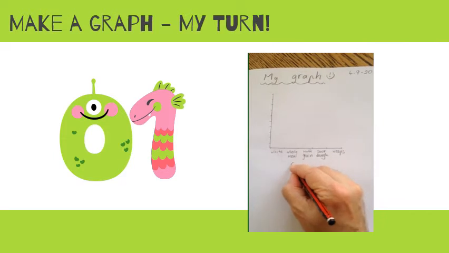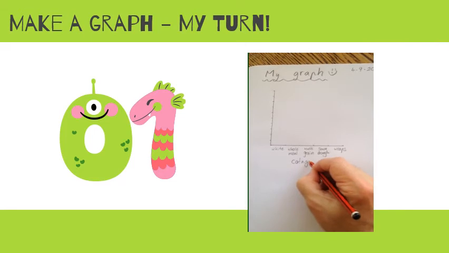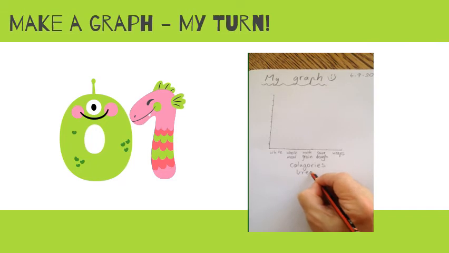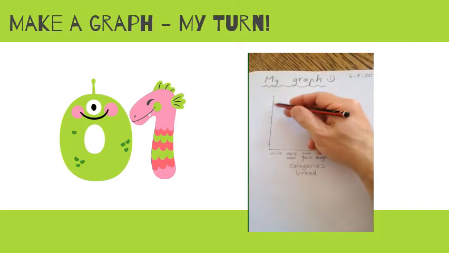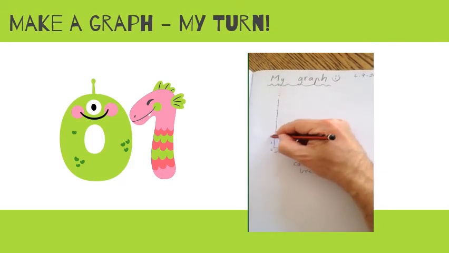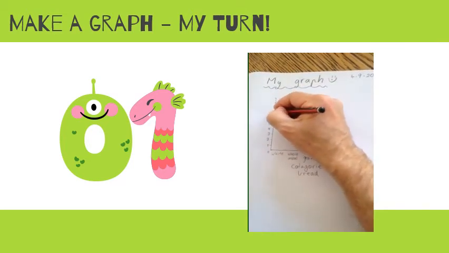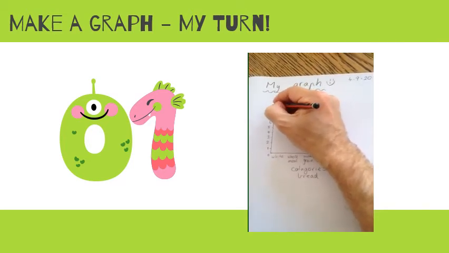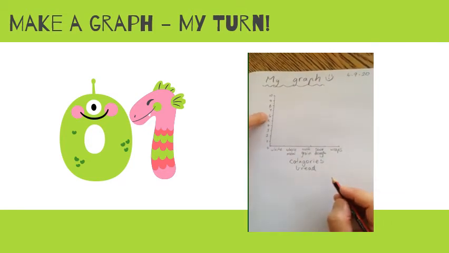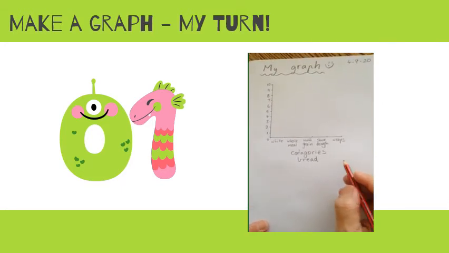These are the categories. It would be a great idea to include the categories in your graph. My categories are bread. And then I've got along here, I've got my numbers. Here in the corner 0, 1, 2, 3, 4, 5, 6. I've already marked them off here as I ruled my line. I know that my highest result is 6, so I only actually need to go up to here. I'm going to show you how to do my first one, and then I'll leave it there.